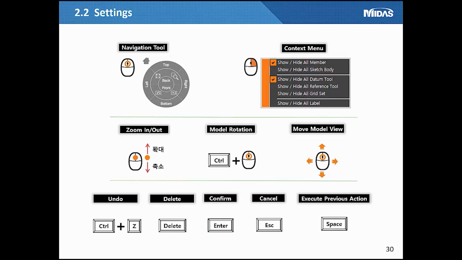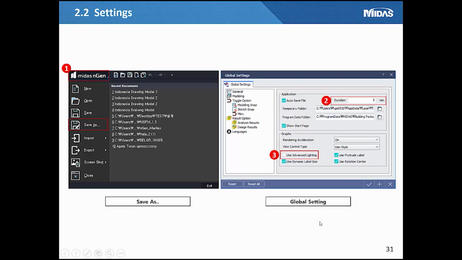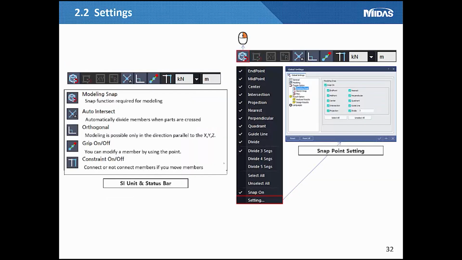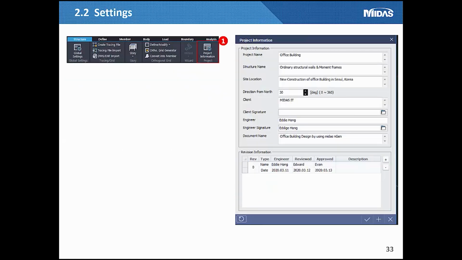Description of basic software operation. Navigation tools are used very often for every action. This is the method of saving under another name. This is a description of snap point settings. Enter the project information by clicking the project information icon on the member tab.